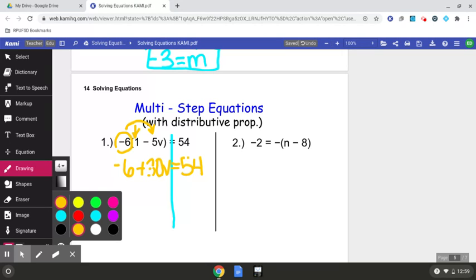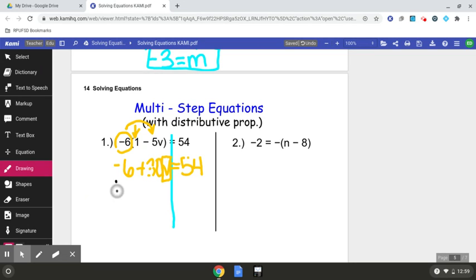So now again, key thing to remember here is that you are solving for the variable, which is the v, right? So I want to get rid of that minus 6. That would be the first thing I want to do. So I'm going to add 6 to both sides.